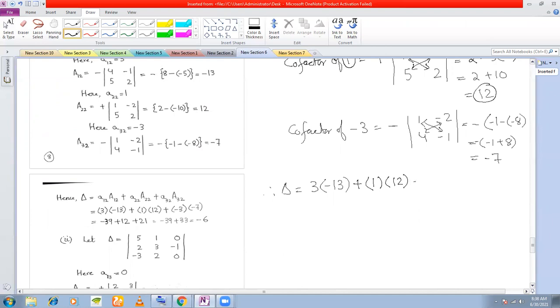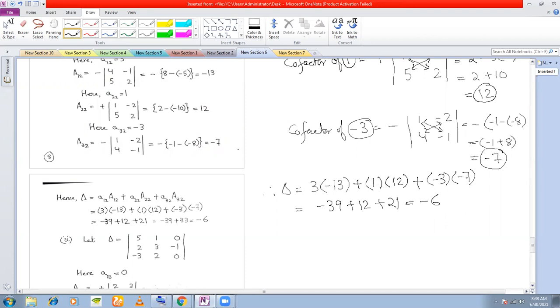right? And plus, what is the element here? Minus 3 into its cofactor, minus 7. Okay, so we are going to get here minus 39 plus 12 plus 21, right? And you can find out the value to be minus 6 here. Is this clear? How to find out the value of a determinant of order 3? Yes, sir. This is very important, because you will be finding out the value of determinant in this way only.